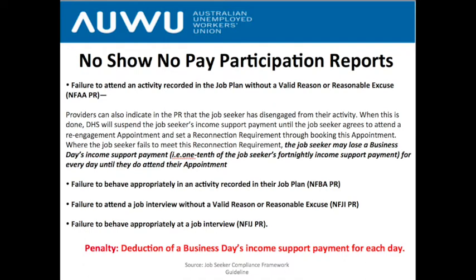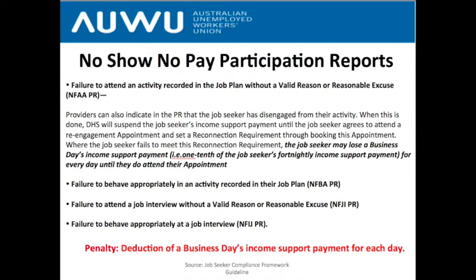The first participation report is the failure to attend an activity recorded in the job plan without a valid reason or reasonable excuse. This is the most common no-show, no-pay penalty, as it applies when people don't attend their job agency appointments. So what happens here with this penalty is, much like the previous penalty I discussed about not attending an appointment with a third party, the DHS will suspend the job seeker's income support payment until the job seeker agrees to attend a re-engagement appointment and set that re-engagement appointment through their job agency.